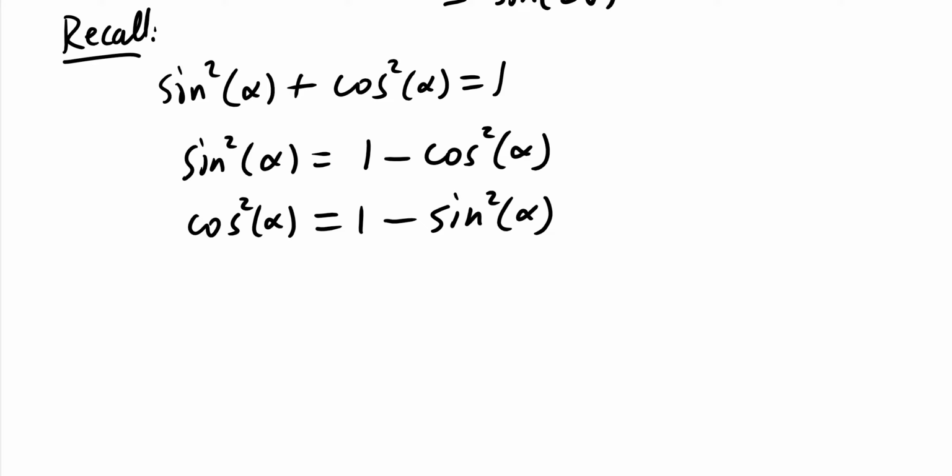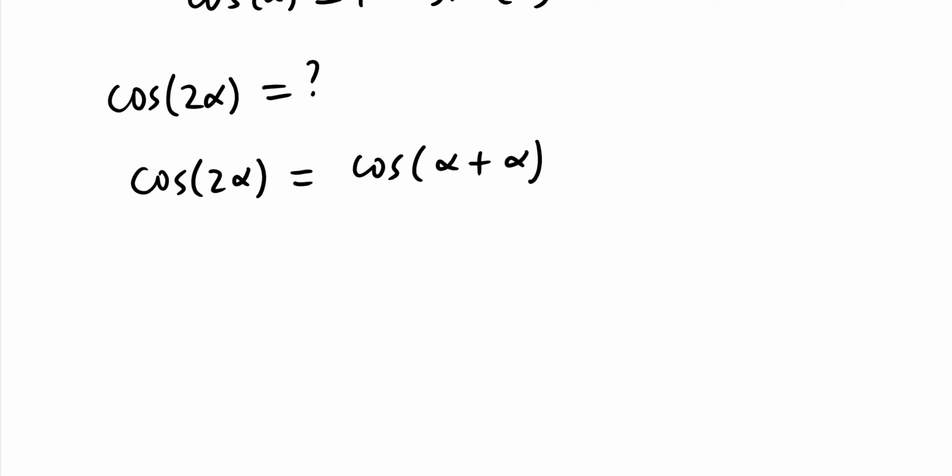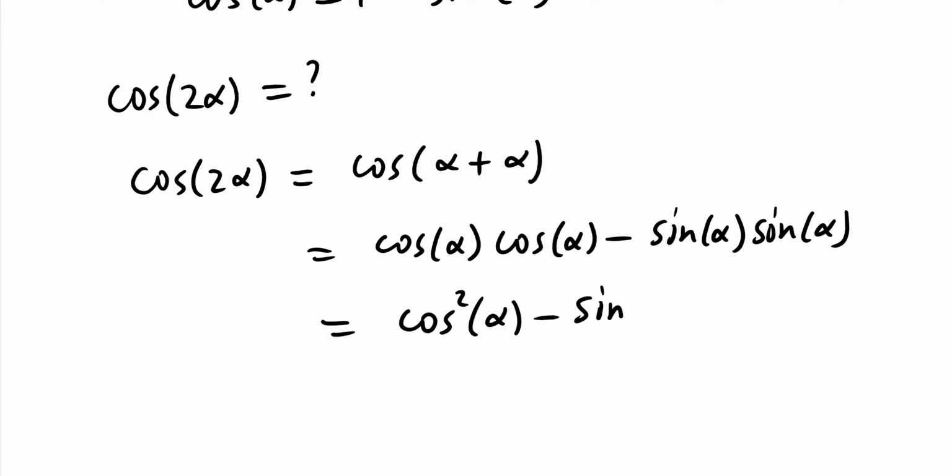Now, can I find a formula for cosine 2 alpha the same way as we did for the other one? Yes, there is a way to find this by rewriting as cosine of alpha plus alpha. Based on the formula from the previous section, this is cosine cosine minus sine sine. So that would give us cosine square alpha minus sine square alpha. So that's the formula for cosine 2 alpha.